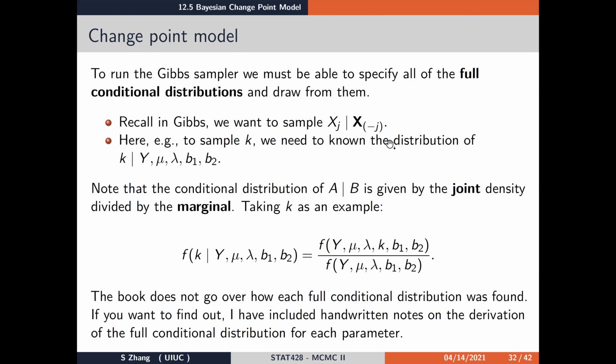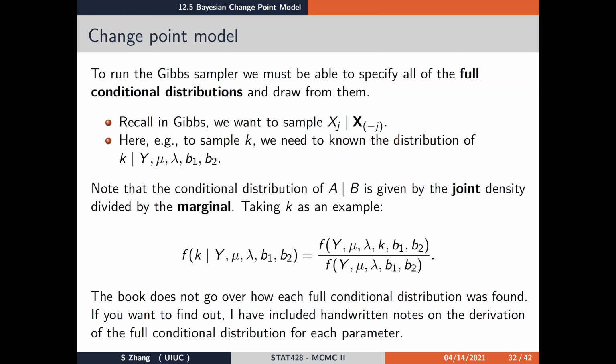So recall that we want to draw from the full conditional distribution of each parameter in Gibbs sampling. Here, for example, to draw a sample of k, we need to know the distribution of k given y, mu, lambda, b1 and b2. So this is xj, and these are x minus j. Note that the conditional distribution in general of A given B is given by the joint density of A and B divided by the marginal density of B.